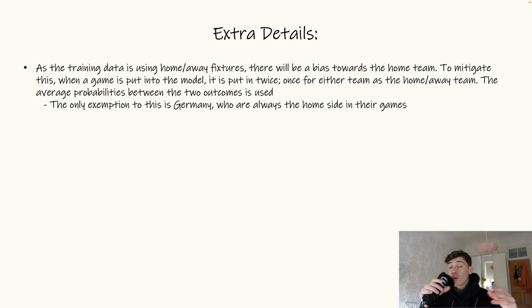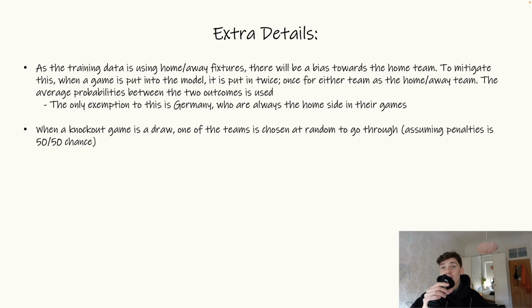Secondly, in the knockouts, when we have a draw, all we do is basically flip a coin, a 50-50 chance, because that's really how I deem penalties. Of course, we could do finer penalty analysis based off teams' history, but we're just going to do a flip of a coin.